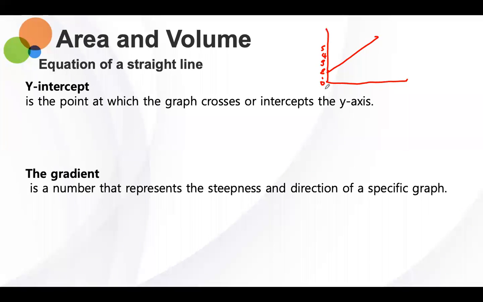The y-intercept is the point at which the graph crosses the y-axis. So this is our graph, and it crosses the y-axis. Where is our y-intercept? Between the 3 and the 0, the 2. So this will be 2. Let me just do that over again.